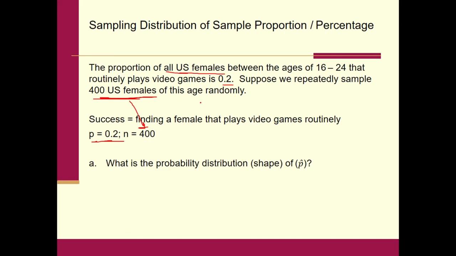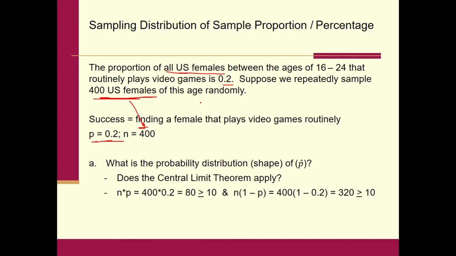Question is, what is the probability distribution or the shape of the sampling distribution of p-hat? Well, we have to ask ourselves, does the central limit theorem apply? Let's take a look here. n times p is equal to 400 times 0.2, or 80, which is greater than or equal to 10. And n times 1 minus p is 320, which is certainly also greater than or equal to 10. Since both apply, the central limit theorem applies here, and the sampling distribution of p-hat is approximately normal. That means when we put all the p-hats together into a histogram, it's going to turn into a nice looking bell-shaped curve.